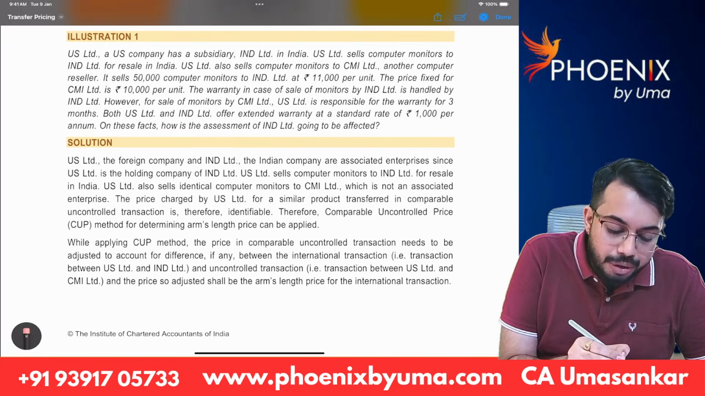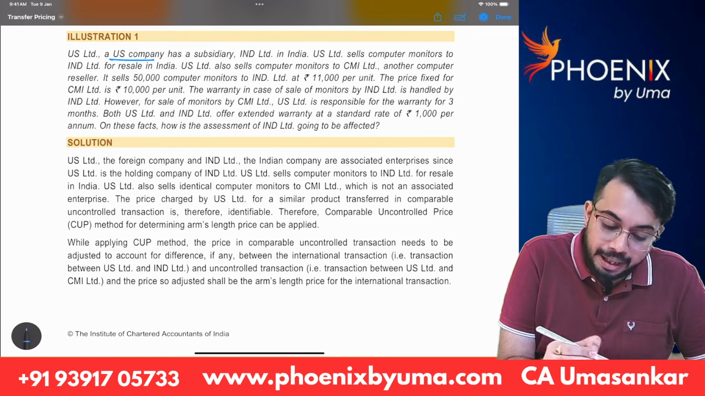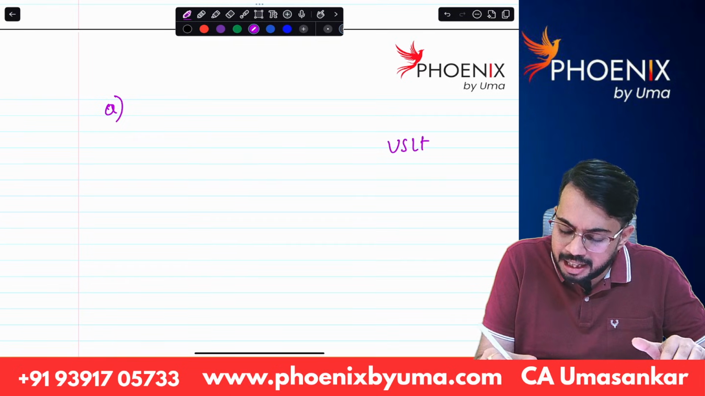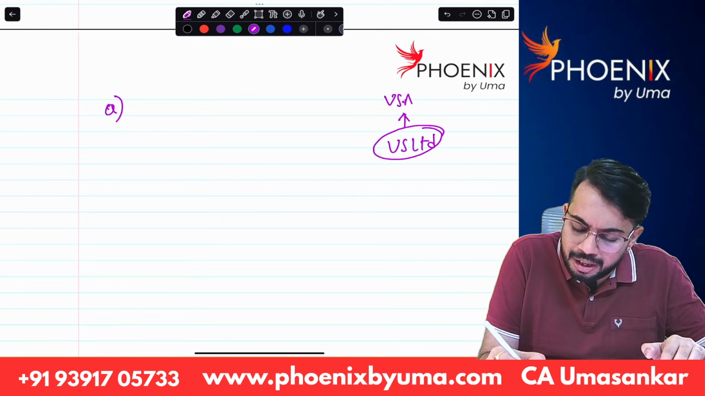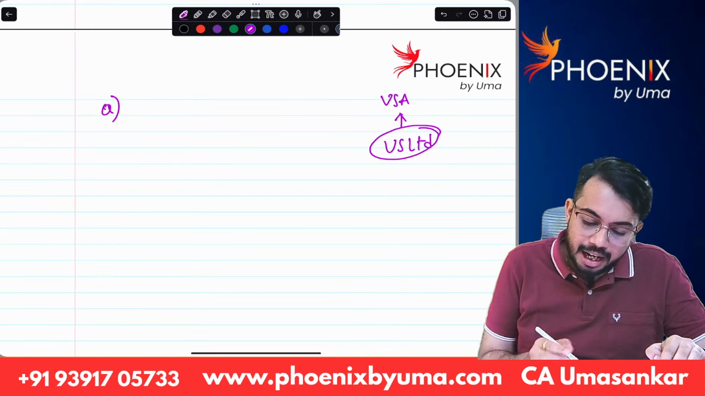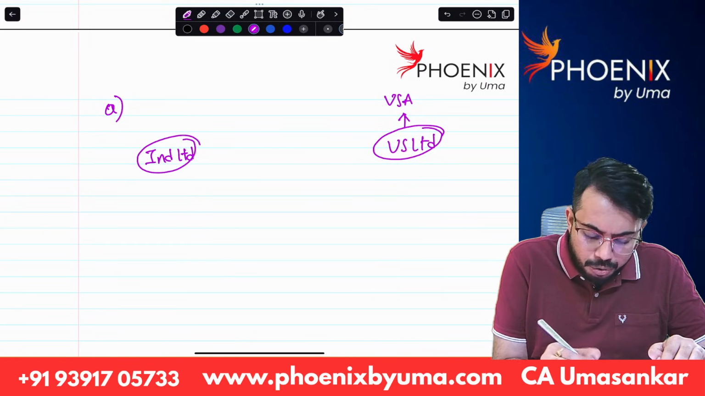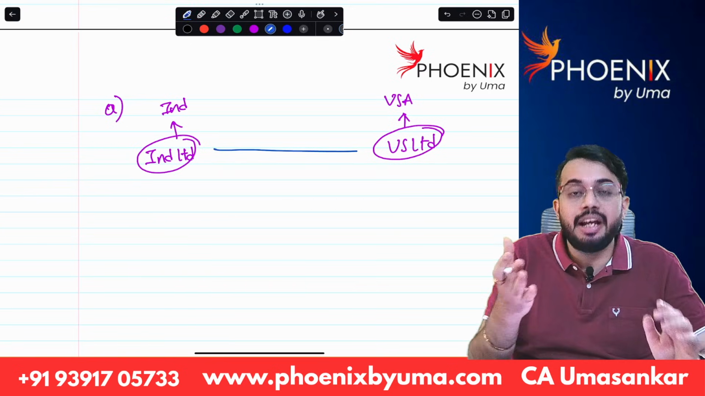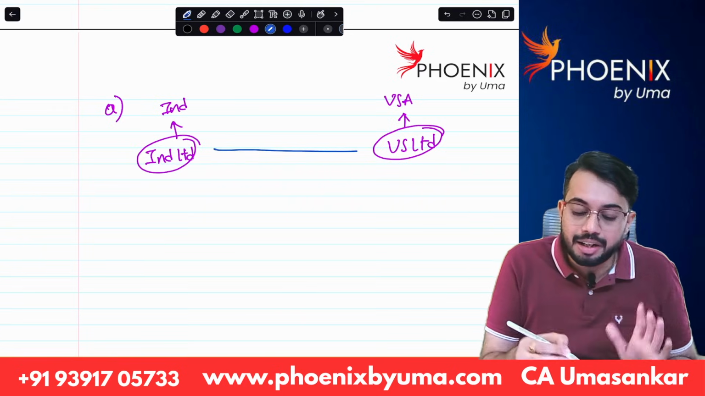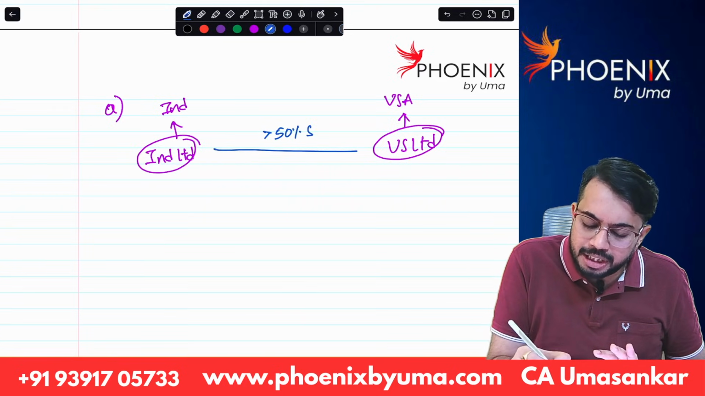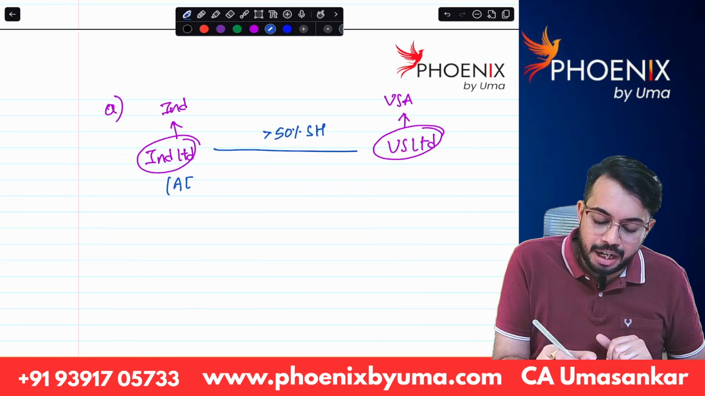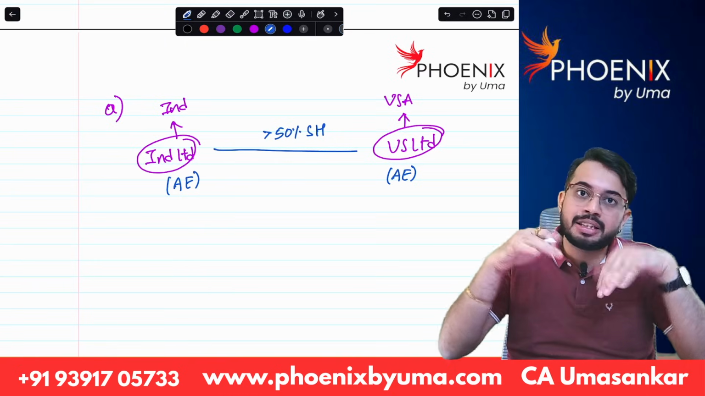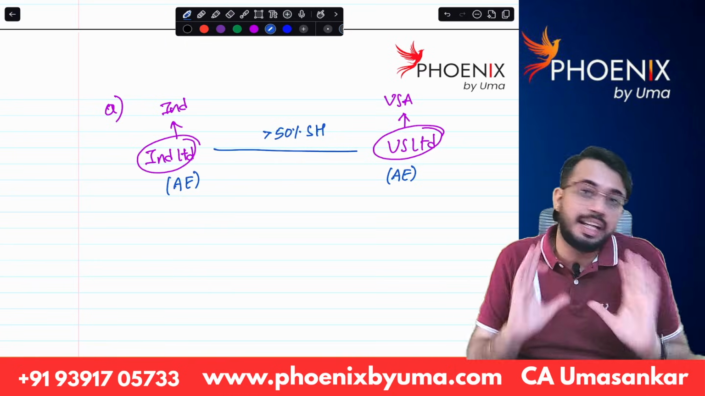Now let us see. US Limited, a US company, has a subsidiary IND Limited in India. Quickly, let's say there is US Limited that is based in USA. Next there is IND Limited based in India. You have to write information like this. It is telling IND Limited is a subsidiary of US Limited. So subsidiary means what? Greater than 50% shareholding, right? So write IND Limited and US Limited are associated enterprises. If you plot information like this, you will understand the question and solving also becomes easier.